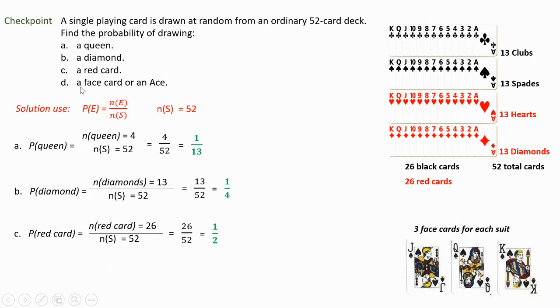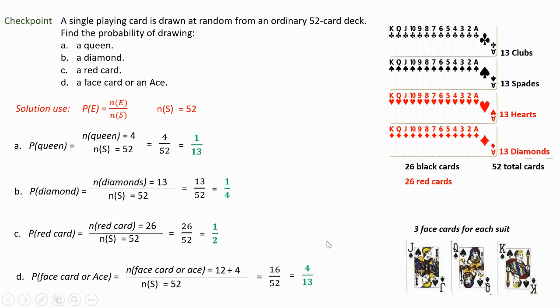Now, D. It says a face card or an ace. So face card or an ace, right? So how many face cards are there? There's 12, right? 12 face cards. There's 3 on each suit, and there's also four aces. There's the ace of diamonds, the ace of hearts, the ace of spades, and the ace of clubs. So it's going to be 12 plus 4 over the sample space, which is 52.